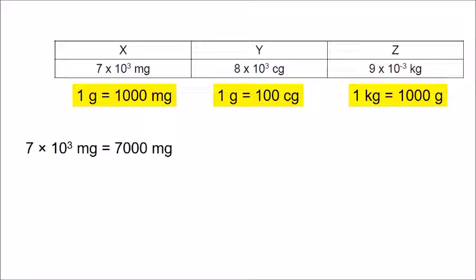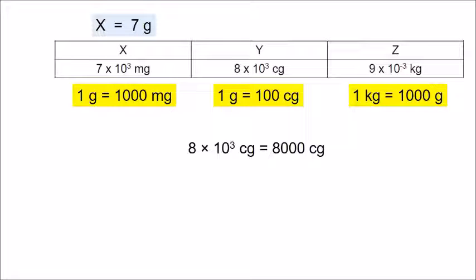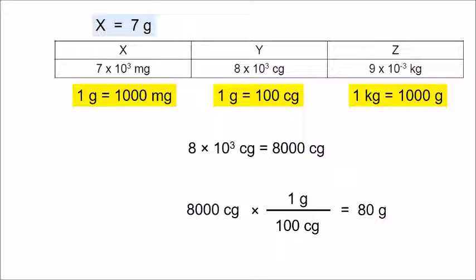So 7 times 10 to the 3, or 7,000 milligrams, is what we have for object X. 7,000 milligrams, convert that into grams by dividing by 1,000, and we get 7 grams. So object X weighs 7 grams. For object Y, 8 times 10 to the 3, that's 8,000 centigrams. When we convert, we divide by 100, and we get 8,000 divided by 100, that's 80 grams. Object Y weighs 80 grams.